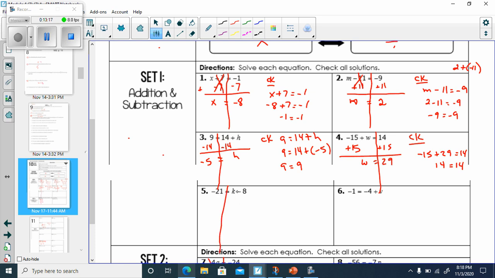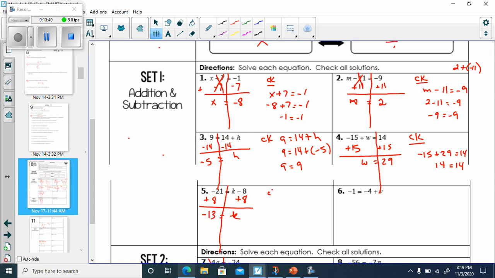I have negative 21 equals k minus 8. I need to get the k by itself, isolate the k. So I do the opposite of negative 8, which is a positive 8, adding 8. All right. K then would be equal to negative, what would that be? I'm sorry, yeah, negative 13, correct?